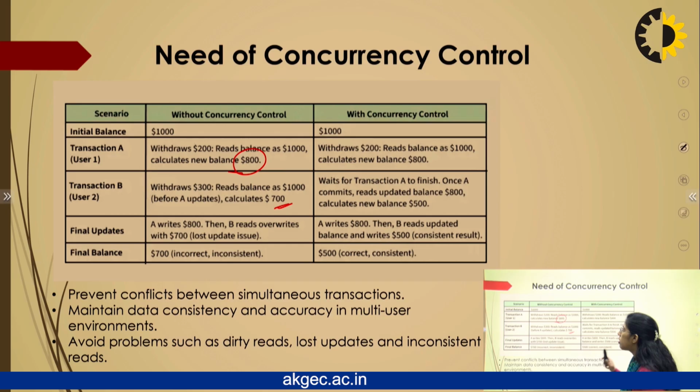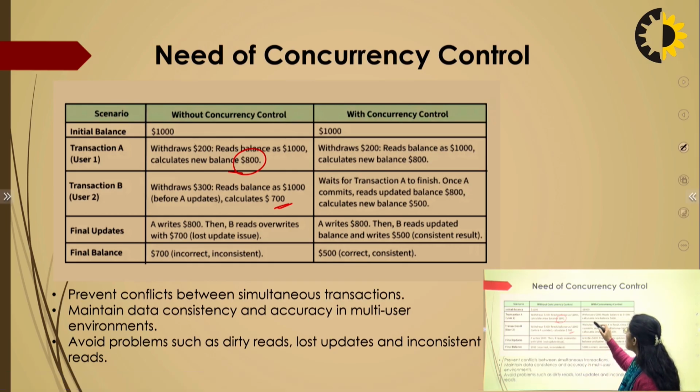But when we talk about concurrency control, the second transaction waits until the first transaction is permanently stored in the database. Once transaction A commits, B reads the updated balance, $800, and calculates the new balance: 800 minus 300, that is $500.